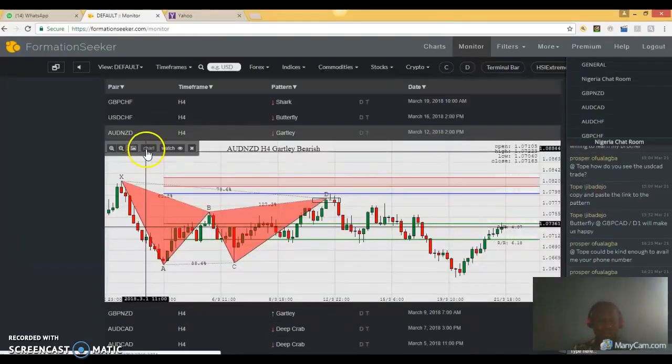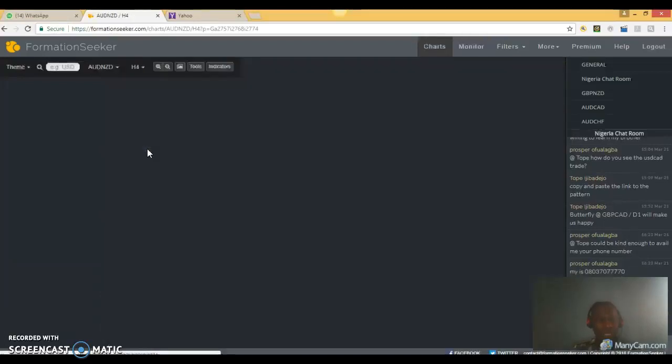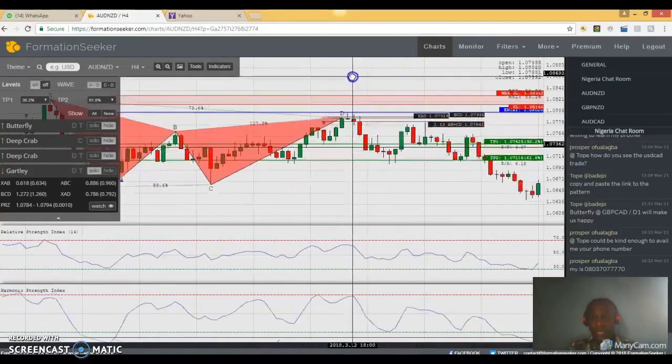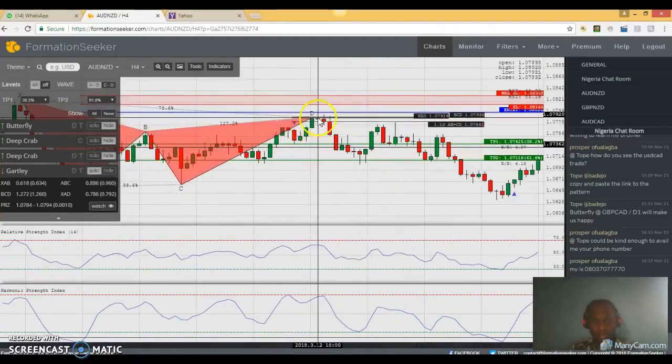In fact, I think I took this trade myself. I risked about 30,000 naira or so. Now let's click on the chart. This is it. The trade came out here, and this is the terminal bar. This is the terminal bar.